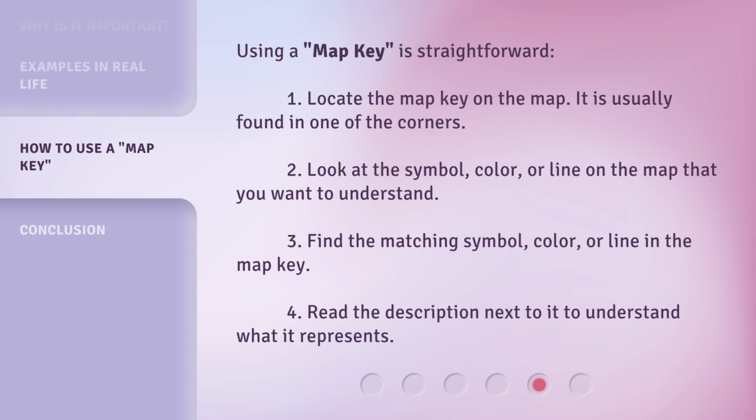Using a map key is straightforward. 1. Locate the map key on the map. It is usually found in one of the corners. 2. Look at the symbol, color, or line on the map that you want to understand. 3. Find the matching symbol, color, or line in the map key. 4. Read the description next to it to understand what it represents.